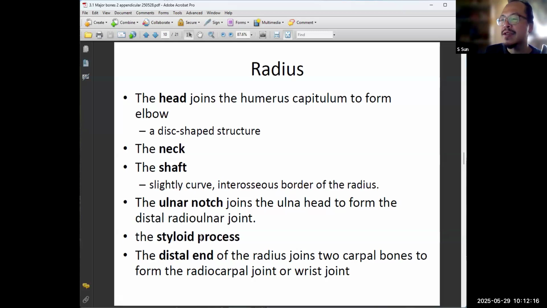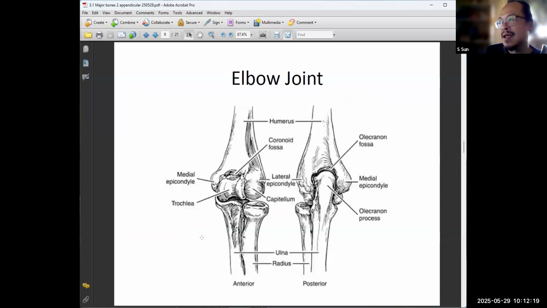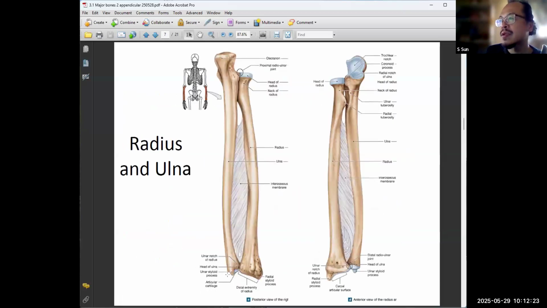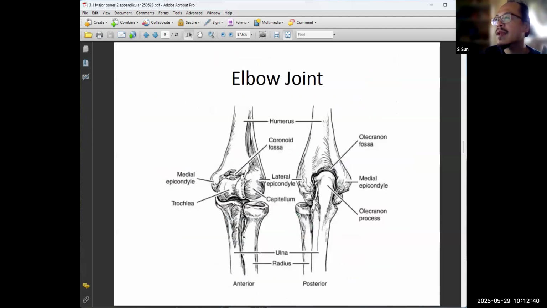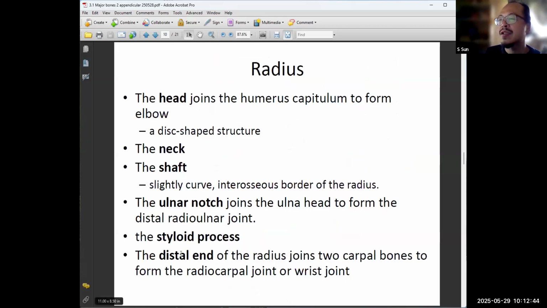And there is a styloid process. Both the ulna and the radius have a styloid process. Let me show you here: the ulna styloid process right here, and the radius styloid process right here. The styloid process is where we have this process to control wrist movement. The distal end of the radius. So the ulna is more important for the elbow, while the wrist is mainly controlled by the distal end of the radius.